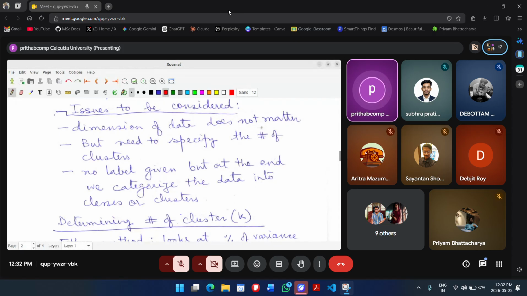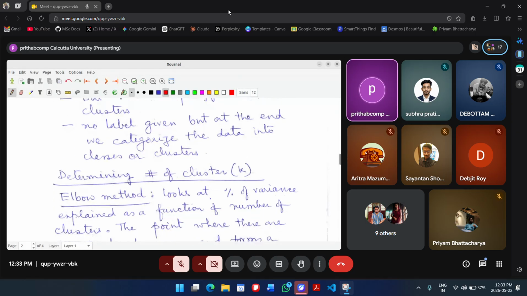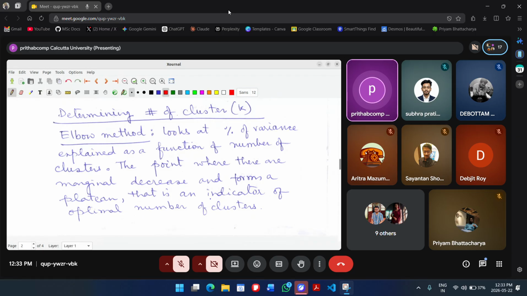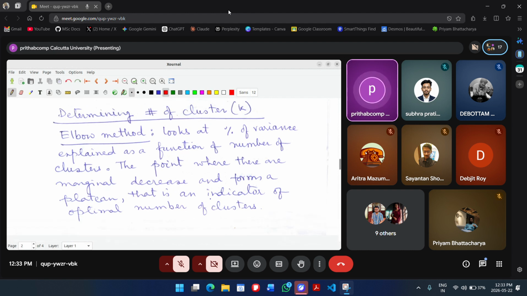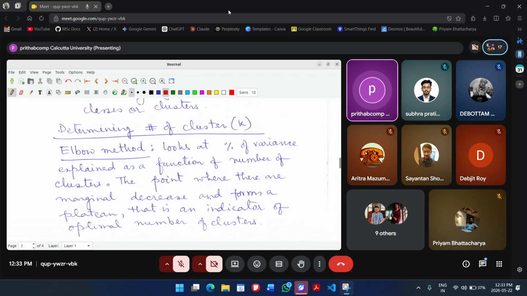Issues to be considered: the dimension of the data does not matter, but we need to specify the number of clusters. No label is given, but at the end we categorize the data into classes of clusters. So how do you determine the number of clusters k? k is not like a parameter, so k-means is also called non-parametric. The elbow method we talked about earlier: how do you determine the ideal number of clusters?